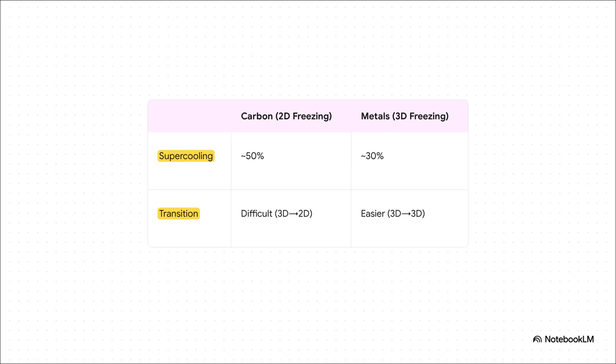See, a typical metal freezes from a 3D liquid into a 3D solid. That's a pretty easy transition, structurally speaking. So they can only supercool by about 30%. But for carbon, that difficult jump from a 3D liquid to 2D sheets is so demanding that the liquid can be pushed to these extreme cold temperatures before it's finally forced to give up and solidify.